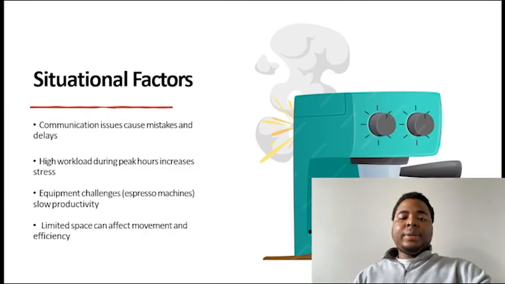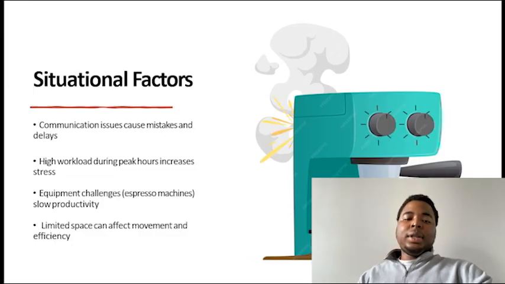Now I'll focus on situational factors in the MARS model using Starbucks as our chosen company. Situational factors are the external conditions that affect how employees perform, even when they are motivated and well trained. From the manager's responses to my questions, I found a few key challenges, especially during busy periods. First, communication creates a major issue. When team members don't communicate clearly with each other or with customers, mistakes happen, delays build up, and the customer experience suffers. Even small misunderstandings can slow everything down.